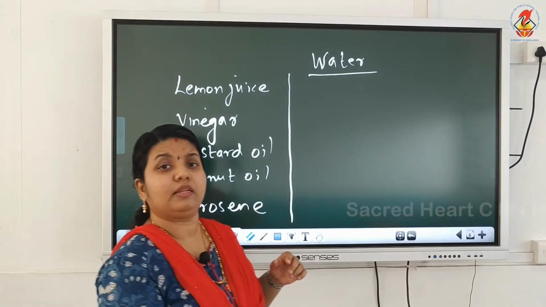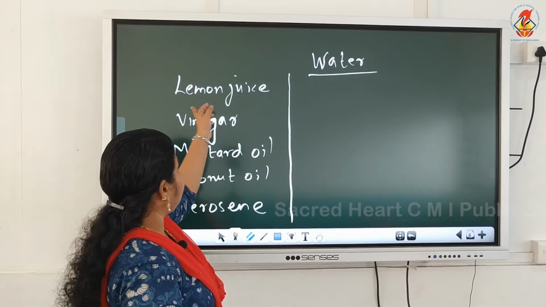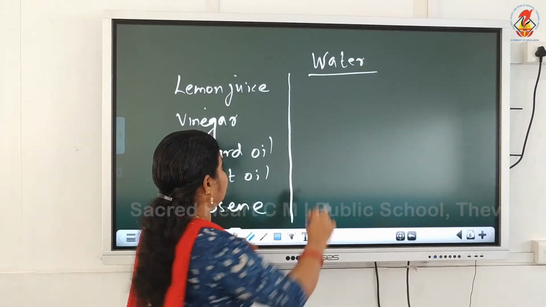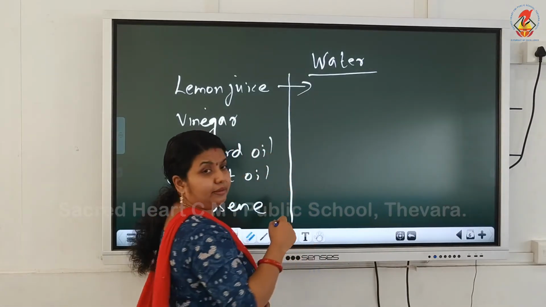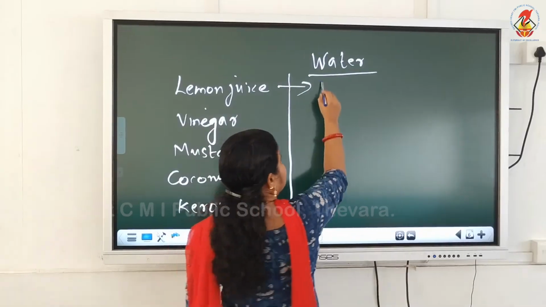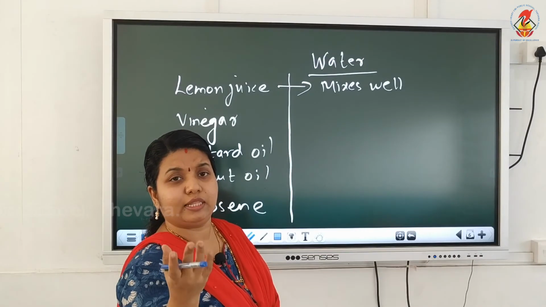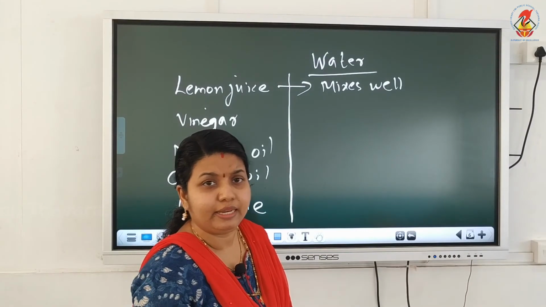Same way, take water, a glass containing 3/4 of water. Add 1 teaspoon of lemon juice to 3/4 of water taken in a glass. Mix it well. What do you see? Lemon juice mixes well with water. You won't be able to see the lemon juice. It has mixed completely in water.